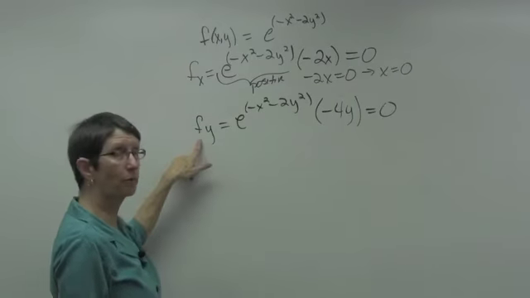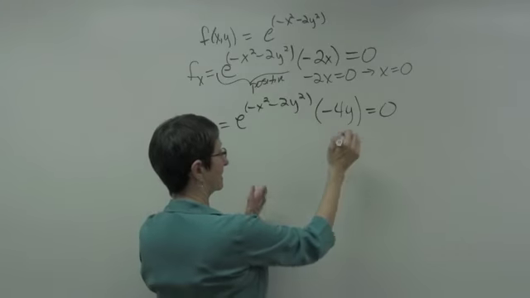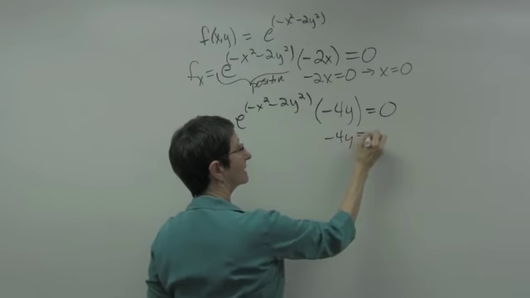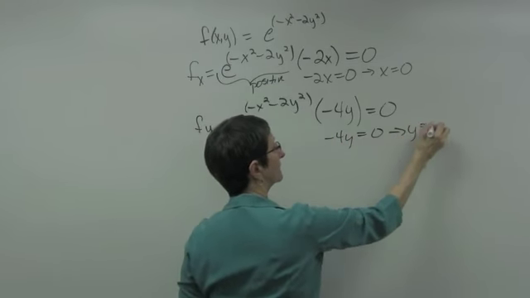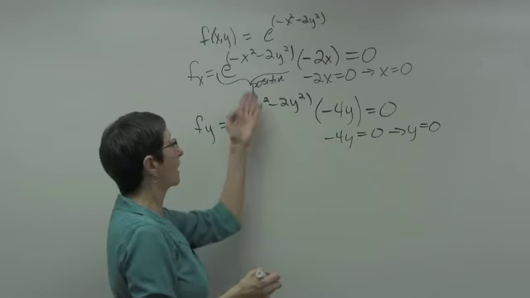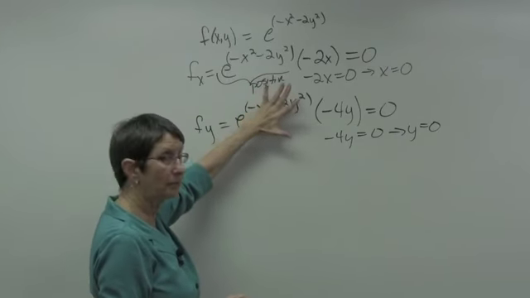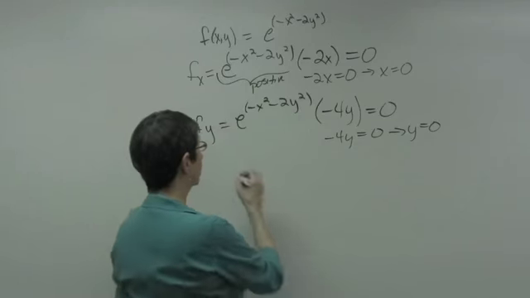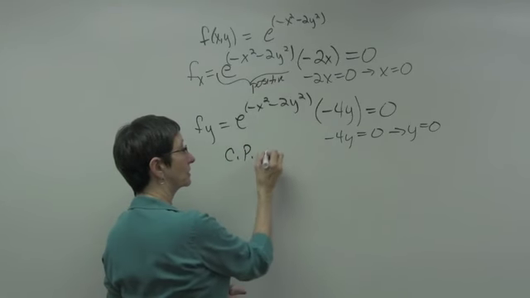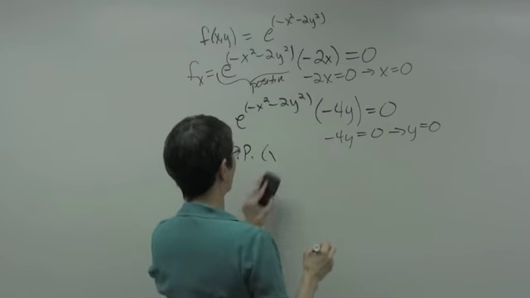Now the second one down here, the partial with respect to y, we do the same thing. Negative 4y has to equal 0, which gives me y equal to 0. This piece, always positive, doesn't come into play. So the only critical point that I have for this function is x equals 0, y equals 0.